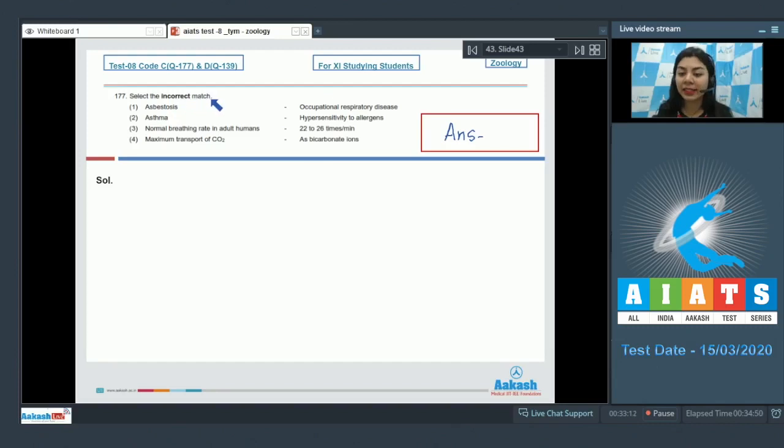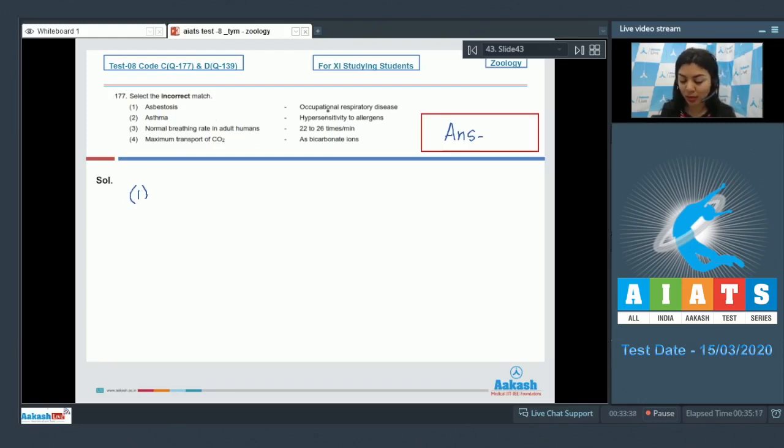Question 177, select the incorrect match. 4 matches are given, we have to know which one is incorrect. Asbestosis, occupational respiratory disease; asthma, hypersensitivity to allergens; normal breathing rate in adult humans, 22 to 26 times per minute; maximum transport of CO2 as bicarbonate ions. Let's find out the incorrect match.